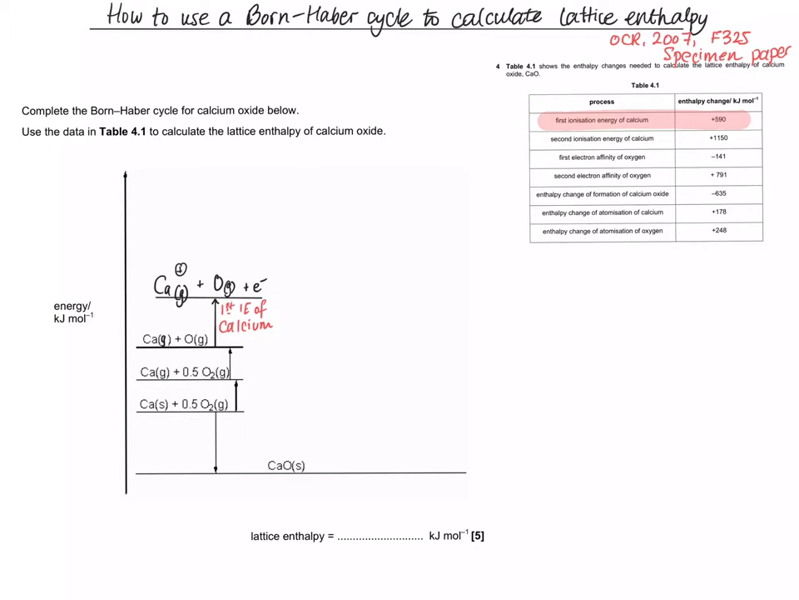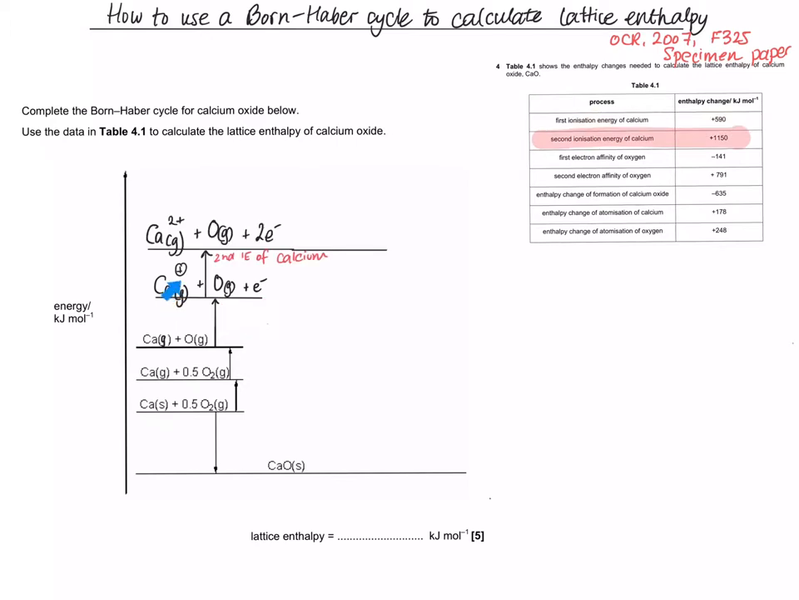So in a Born-Haber cycle, what we're going to do is change all of the elements into atoms. Then we're going to ionize the metal. We're going to add electrons onto the non-metal, and then we're going to stick them together to make a lattice. So the first thing we're going to do is take the calcium gas and ionize it. And this is the first ionization energy of calcium.